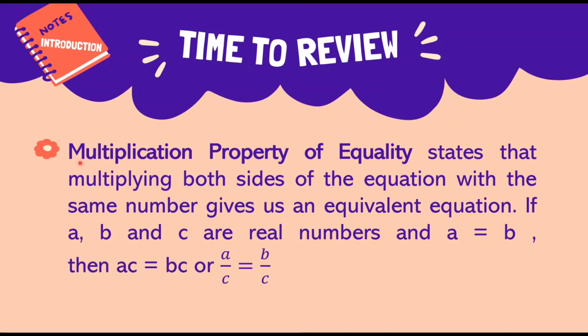Okay, so let us have the multiplication property of equality. In this property of equality, it states that multiplying both sides of the equation with the same number gives us an equivalent equation. So for example, if A, B, and C are real numbers, and A is equal to B, then A times C is equal to B times C, or A over C is equal to B over C. Later on, we will apply that in our lesson for this afternoon.